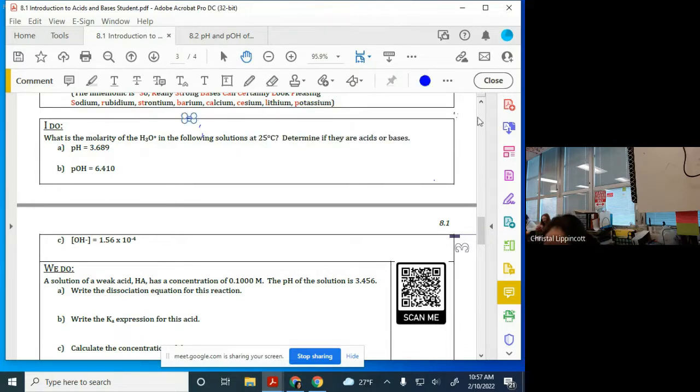There we go. So in your calculator, you're going to go 10 to the negative 3.689. And the 10 to the X key is the second, and then your log button. So if you see second and then log, above that it'll say 10 to the X. Do you see that on your calculator? So hit second and then the log button, and then type in negative, not minus, negative 3.689.